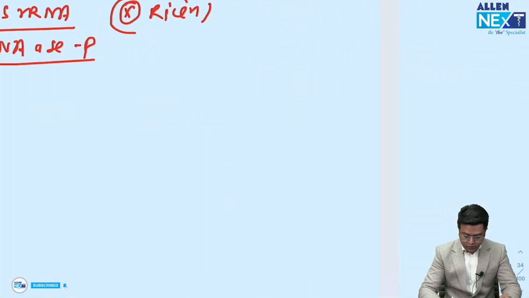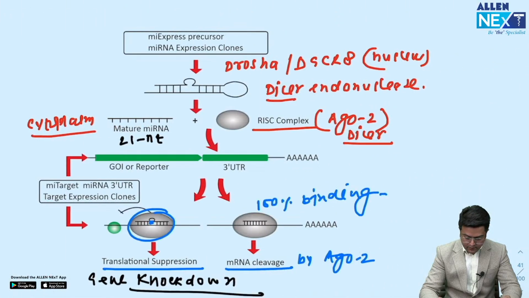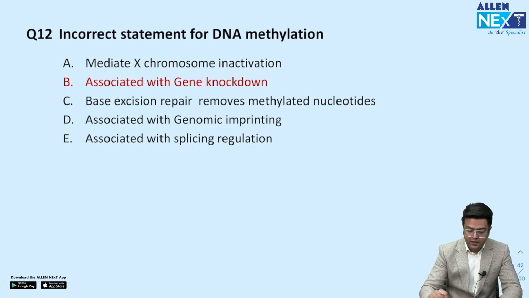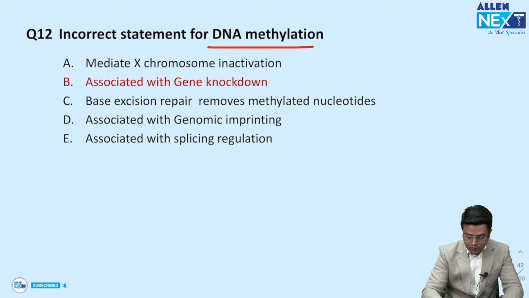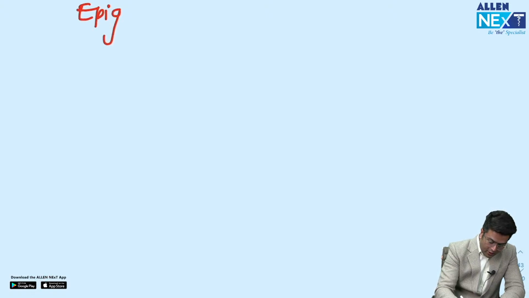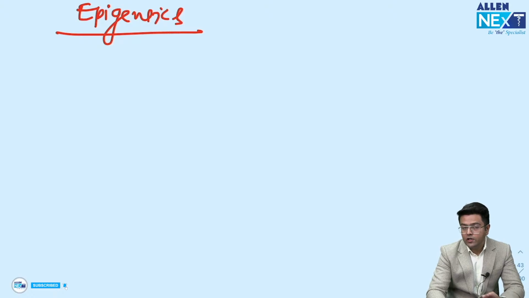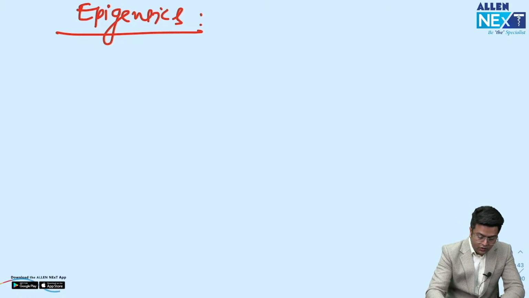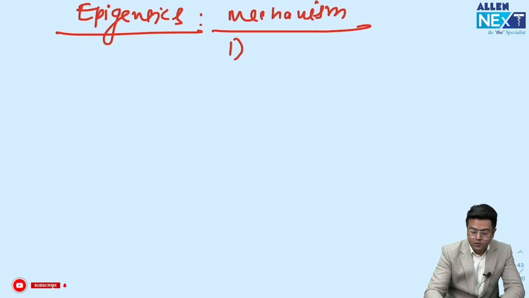Now moving to our next question. Let's start with our next question: incorrect statement for DNA methylation. So guys, DNA methylation is a process that is called an epigenetic phenomenon, right? So in epigenetics, there is a change in the gene expression without change in the gene sequence. There are three mechanisms of epigenetics that at least you must know the names of, right?